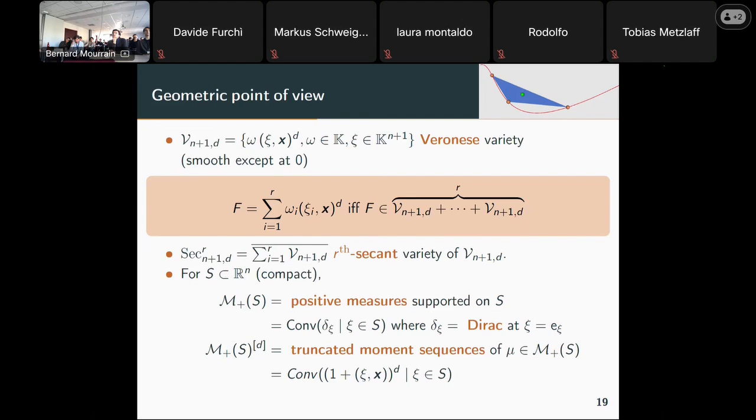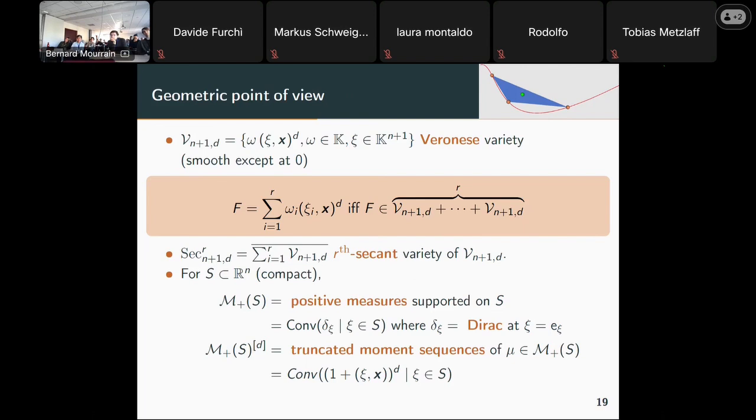So when we talk about the decomposition of the form as a weighted sum of powers of linear forms, we simply say that F is in the sum of points, each point living in this Veronese variety. The second variety that was related to the border rank in the talk of Alessandra is in fact the closure of this sum of varieties. You get an algebraic variety, which is called the r-th secant variety, if you take the closure of all these sums.